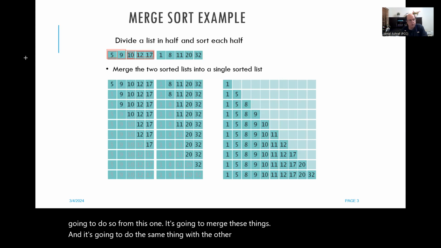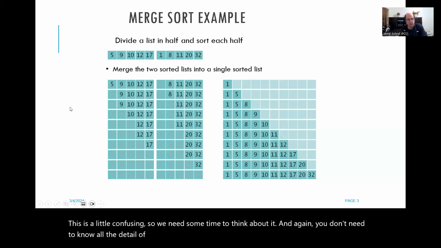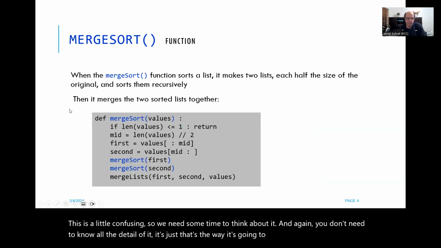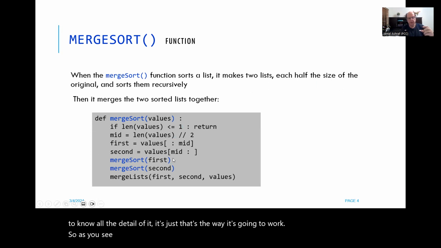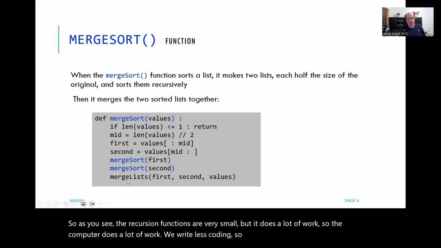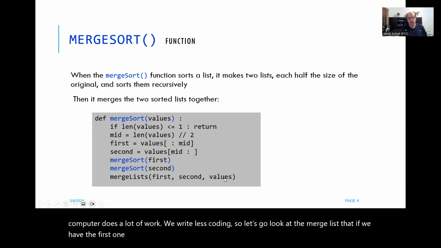It's a little confusing, so we need some time to think about it. And again, you don't need to know all the detail of it. That's just the way it's going to work. So as you see, the recursion functions are very small, but it does a lot of work. So the computer does a lot of work, and we write less code. So let's go look at the merge list, that if we have the first one and the second one and the values, how we're going to do the merge list.